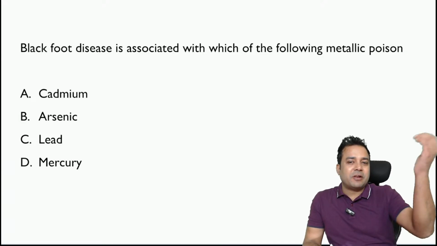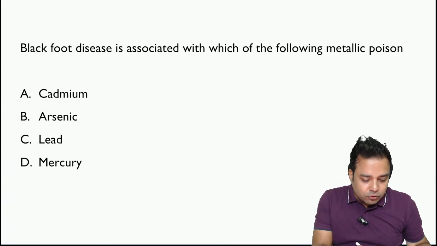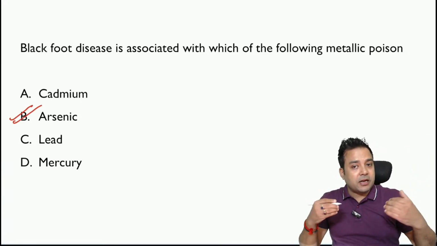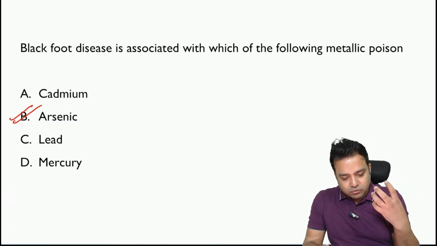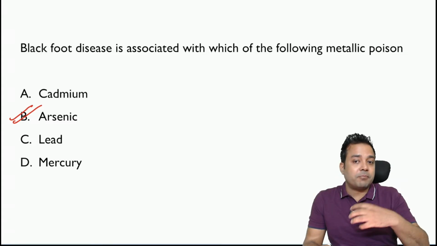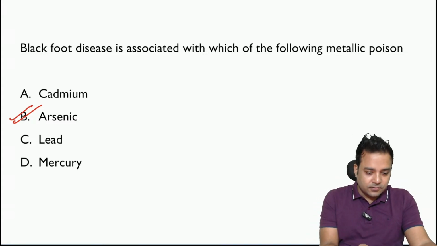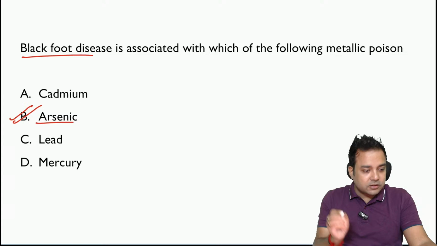Blackfoot. This is a simple one-liner question. Arsenic is known to affect limb supply, mainly of the lower limbs, the foot area. It causes vasospasm, so due to that vasospasm effect, the foot can become black and gangrenous. So that is how the answer goes with arsenic.